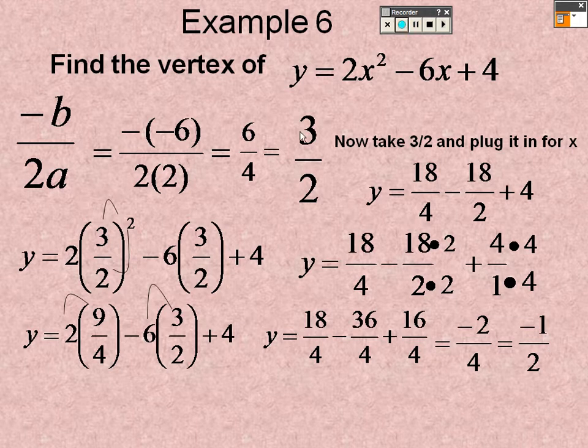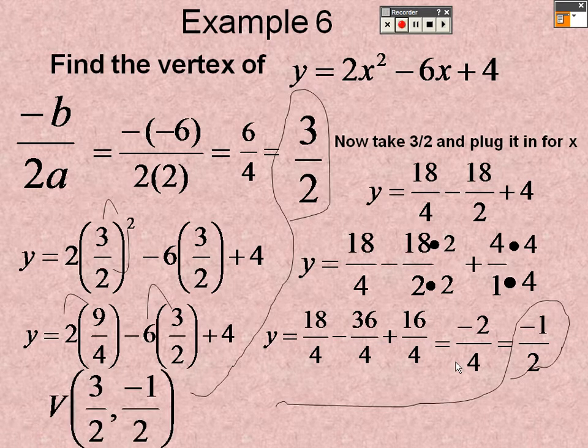So your whole point is 3 over 2 and negative 1/2. And there is your point. So that's your vertex point, which I told you would be your minimum for that graph.